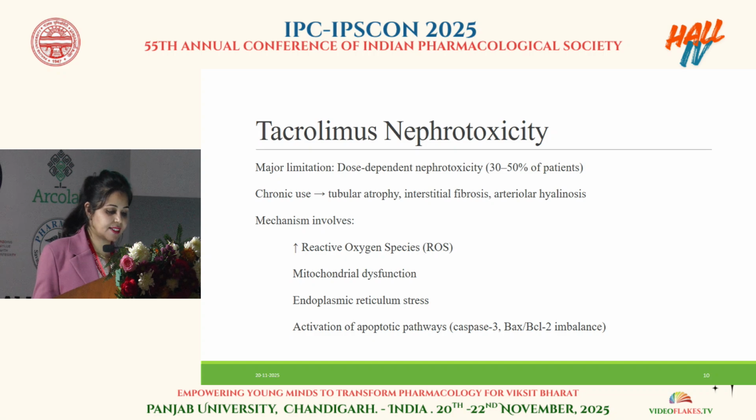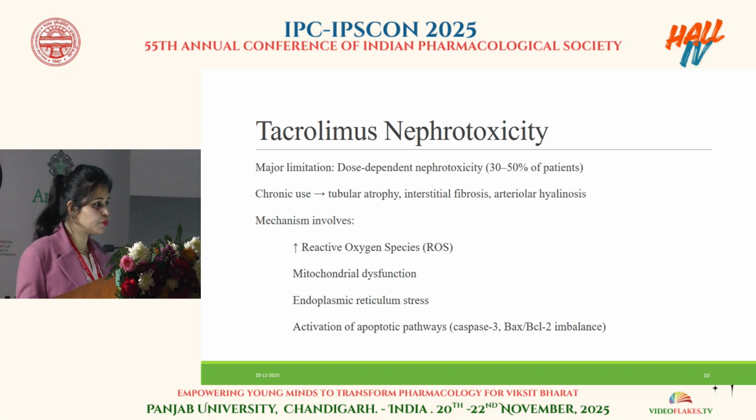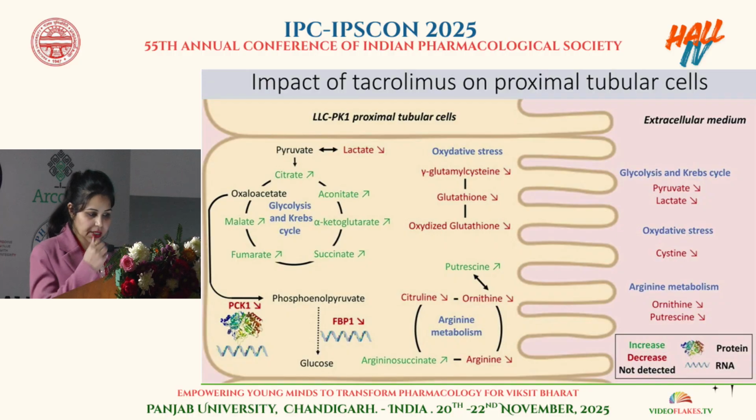Caspase 3 and BAX are pro-apoptotic factors, and BCL2 is an anti-apoptotic factor. So it causes nephrotoxicity due to these three or four possible mechanisms. So this is the impact of tacrolimus on the PCT cell. In our nephron, we have PCT, DCT, and collecting tubule, as we all know. So on the proximal tubule cell, this tacrolimus causes excessive loss of sodium ions due to these mechanisms. Due to shortage of time, I'll come straight to my experimental work.